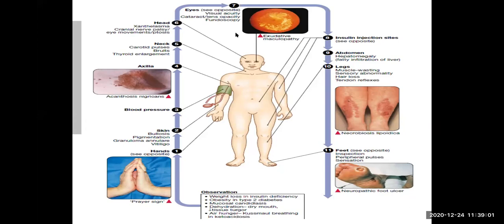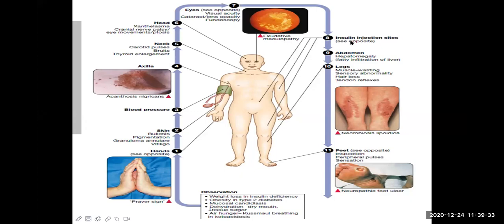In a long-term complication of diabetes, retina is affected. So fundoscopic examination has to be done. Cataract is a very important complication of diabetes also. And those older people frequently change their glasses because of change in refractive error as a result of hyperglycemia. This is known as exudative maculopathy. Macula is a part of retina.